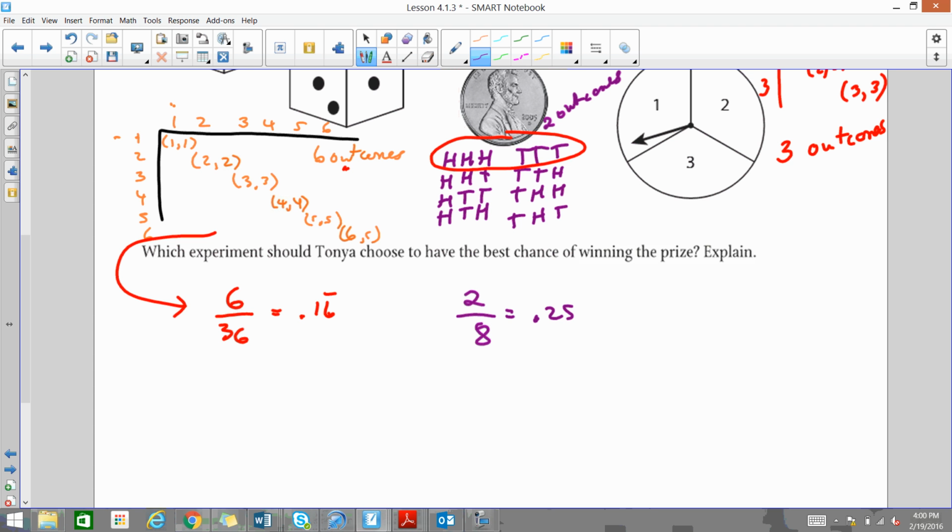Now let's look at the spinners. Now the spinners, there were 3 good outcomes out of a total of 9. You could have gotten 9 different outcomes because there are 3 spins you can get, 3 other spins. So 3 times 3 is 9. So 3 over 9 is actually 0.3 repeated.